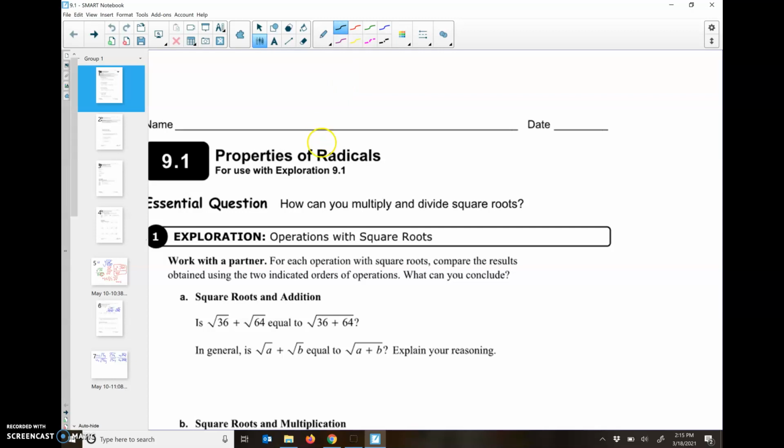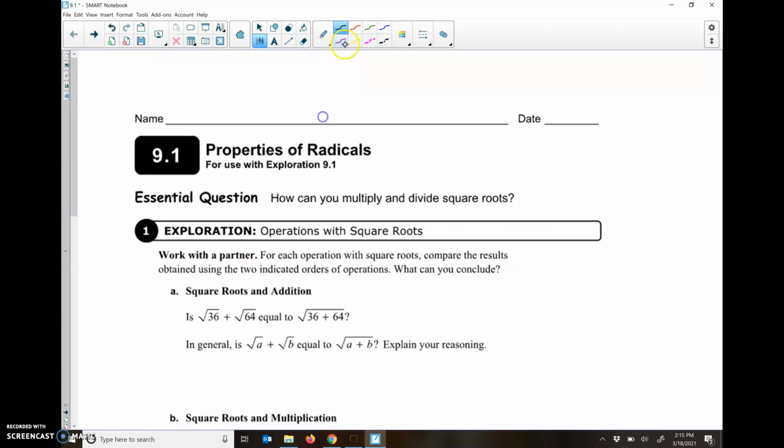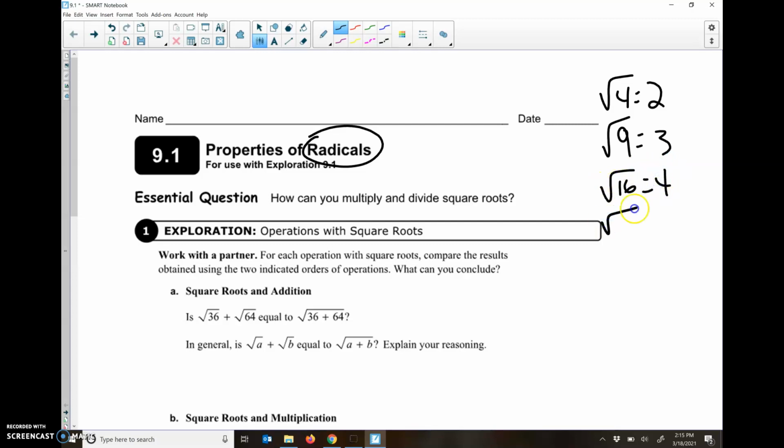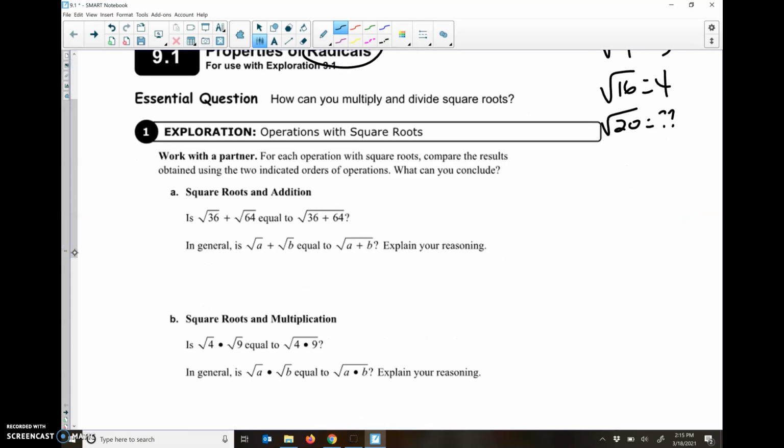So first let's talk about what a radical is. You probably know the definition. A radical is just really a square root that we don't know. Like we know the square root of 4 is 2, square root of 9 is 3, square root of 16 is 4. But what about the square root of 20? Do we just leave it as the square root of 20? There's a way that we can simplify square roots that we don't know, even if they don't have a nice perfect answer. So there's some rules we need to be aware of.